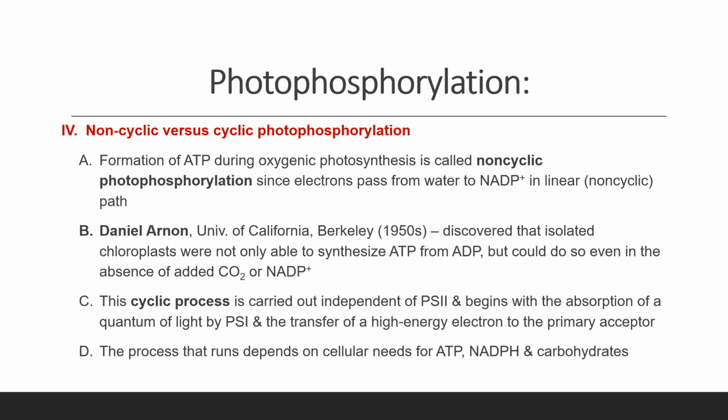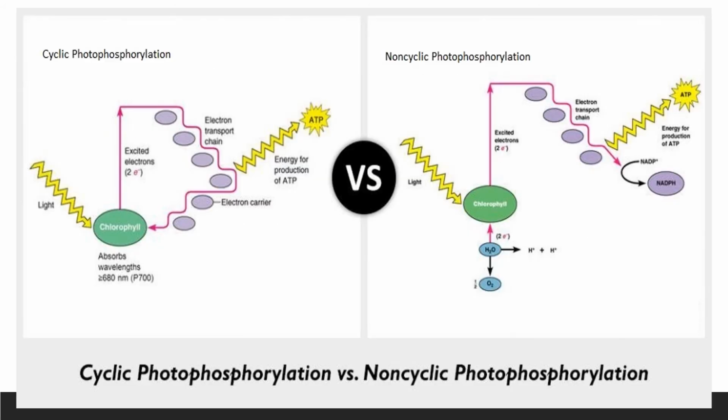This cyclic process for phosphorylation is carried out independent of the photosystem 2 and begins with the absorption of a quantum of light by the photosystem 1 and transfer of a high energy electron to the primary acceptor. The process that runs depends on the cellular needs of the ATP, NADPH, and carbohydrates.